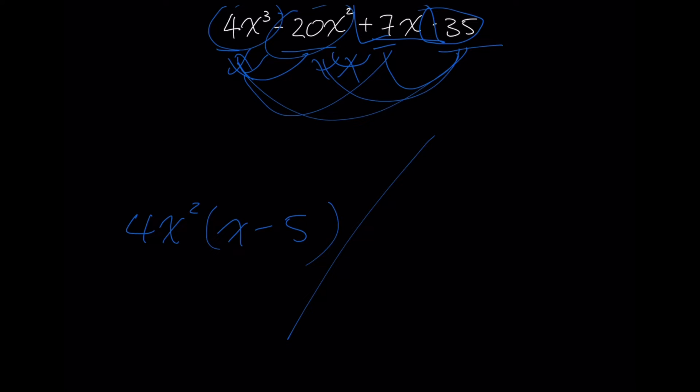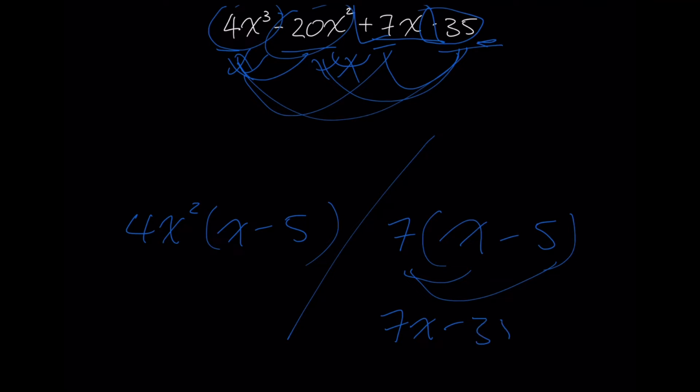So now on the other side, we have 7x minus 35. Their greatest common factor will be 7, because there's no x on the 35. So inside the bracket, we'll get x and negative 5. Multiply this out, you will get 7x minus 35. It matches the top.